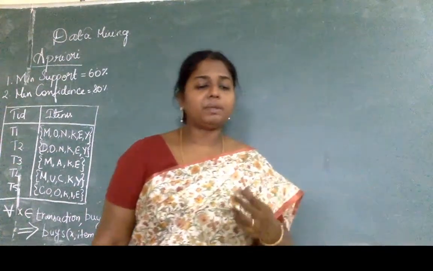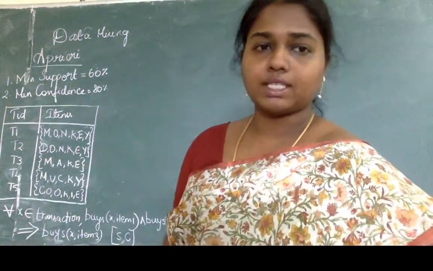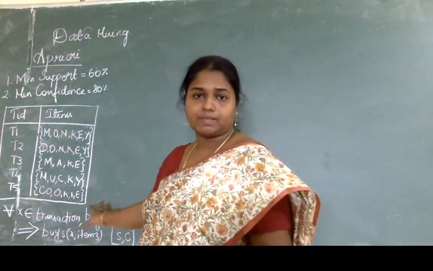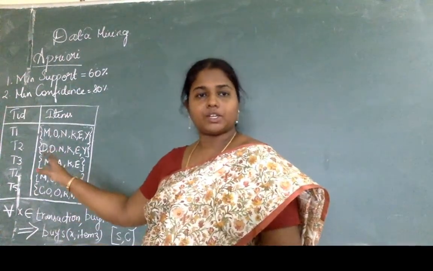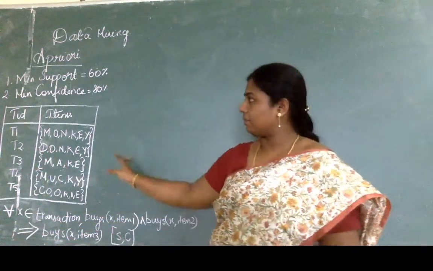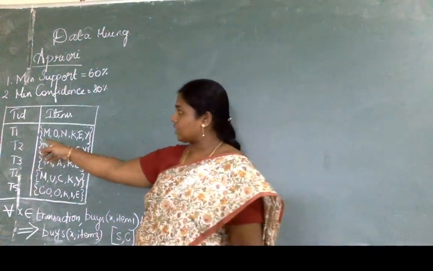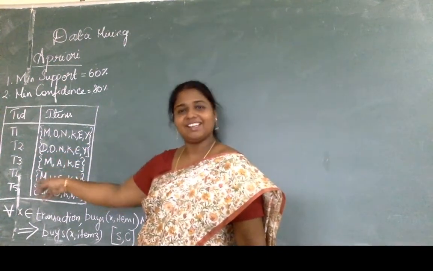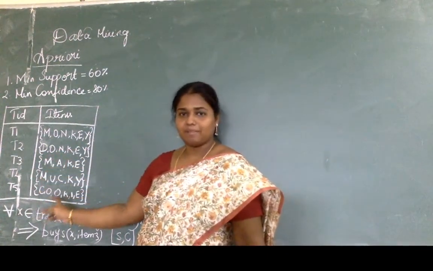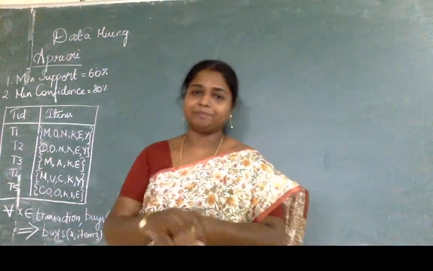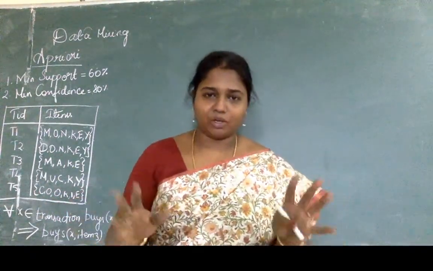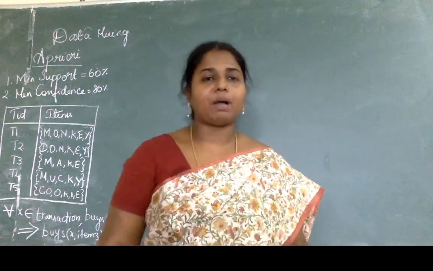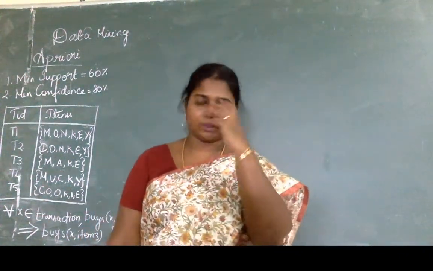The example that we took in the last session was a set of 5 transactions, from transaction ID 1 to 5, listing some items. The first transaction has MONKEY, the second has DONKEY, the third is MAKE, the fourth is MUCKY, and the fifth one is COOKIE. I'm not individually naming them alphabet-wise. It's a book-back problem, given in your textbook also.